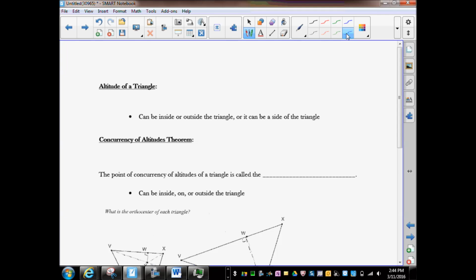Michelle? The perpendicular segment that can measure is the vertex and the opposite. Good. So it's the segment that goes from the vertex to the opposite side, but it's perpendicular. All right. So the perpendicular segment from a vertex to the line containing the opposite side.